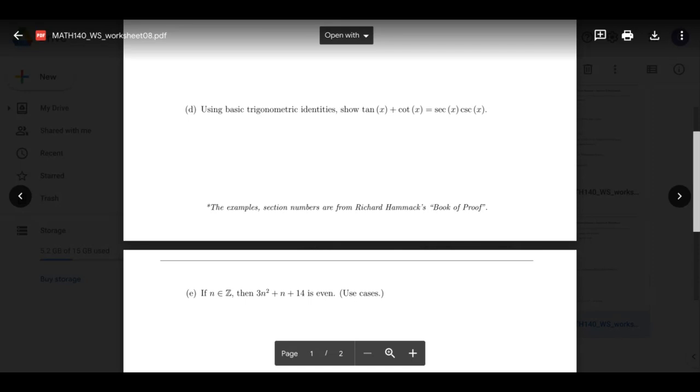Professor, when we use cases, we're just using a couple integers to prove that it's even? No. We use cases, we use even integers and odd integers. How do we write even integers? We write n equals 2k, right? Odd integers, we write n equals 2k plus 1.